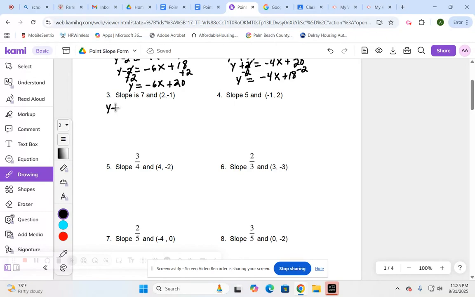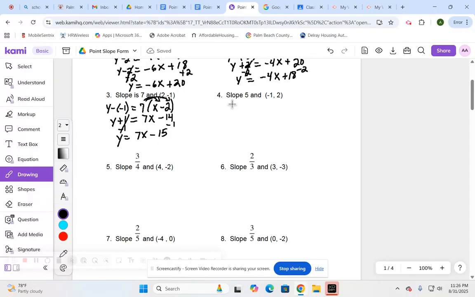y minus y sub 1 is going to be negative 1 equals the slope times the quantity of x minus this number here, x sub 1, 2. Okay, so this is going to be y plus 1 on this side equals, when we distribute, we'll get 7x, distribute again, minus 14. We will subtract 1 from both sides so we can get the y by itself. So we'll have 7x minus 15. And now we've got the equation in slope-intercept form.